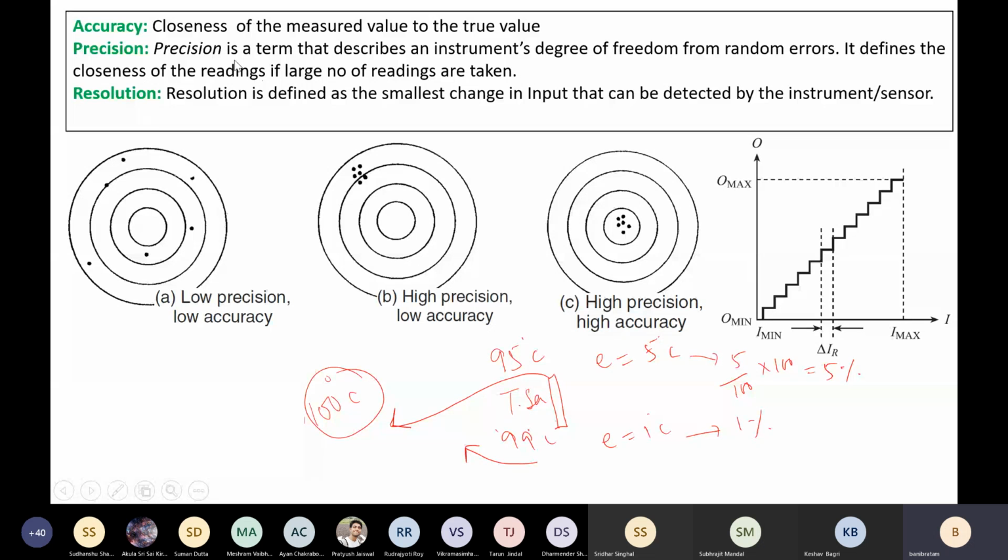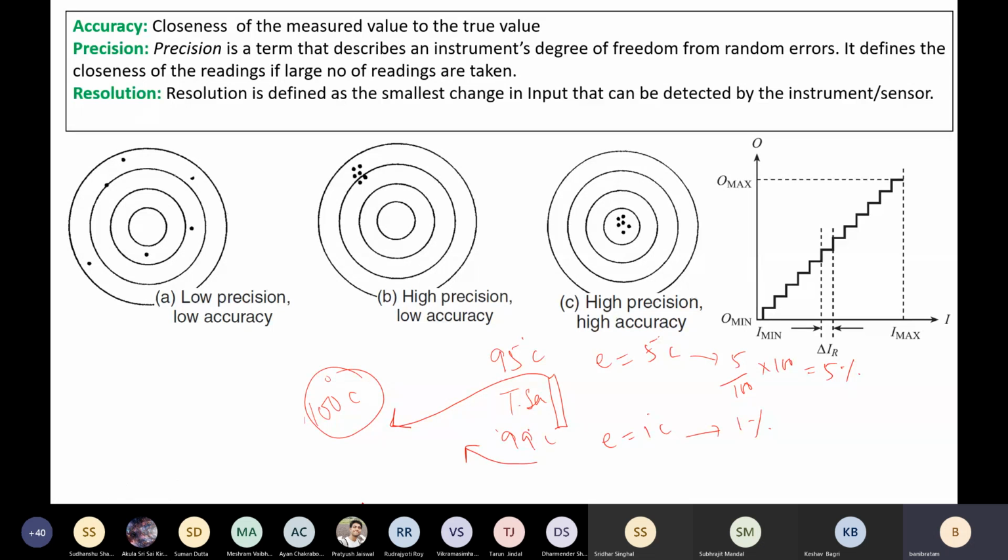Similarly, the next terminology is known as the precision. What do we mean by the precision? It is a term which describes an instrument's degree of freedom from random errors, and it defines the closeness of the readings if a large number of readings are taken. So this is basically related to the repeatability of the system.